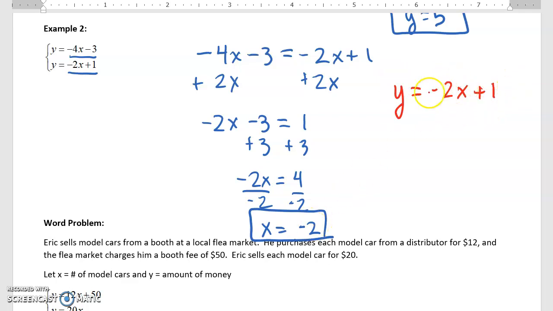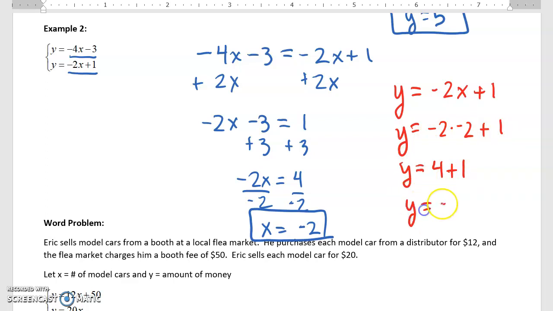So I'm going to go ahead and go to this one. So y equals negative 2x plus 1, substituting negative 2 in for x. Negative 2 times negative 2 is 4, and 4 plus 1 is 5. Very similar to the first one. I didn't intend that, but that's what happened. This, however, has the solution of negative 2, 5. And if you would go ahead and graph these equations, like we've done before, that's where you would see the intersection point.